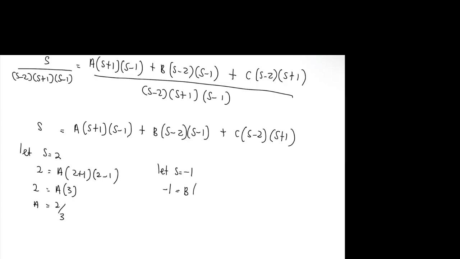So we have minus 1 equals B times (minus 1 minus 2)(minus 1 minus 1), which is minus 3 times minus 2. So here is positive 6, and minus 1 equals 6B. So B equals minus 1 divided by positive 6.